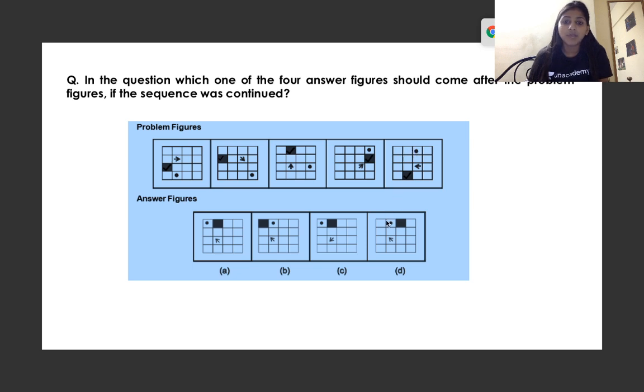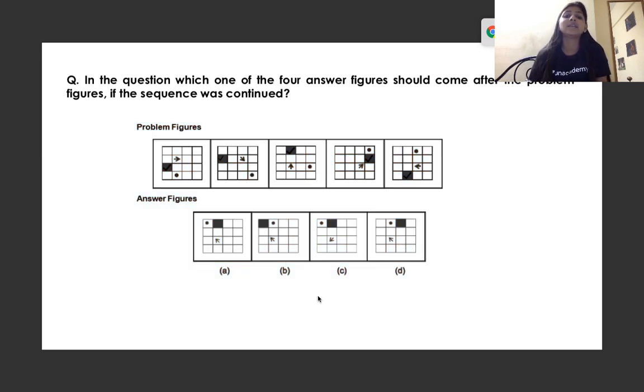The black box should be here, which means option B is cancelled because there it is in the first. It should be in the second box. Okay, black solid square. It should be in this box. So B is cancelled and also D is cancelled for the same reason. We are left with A and C.